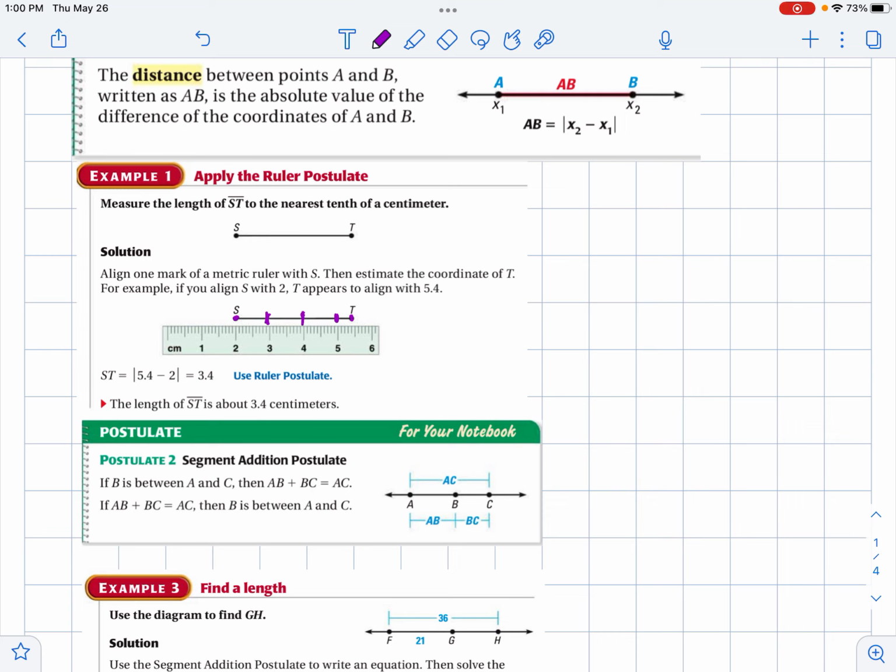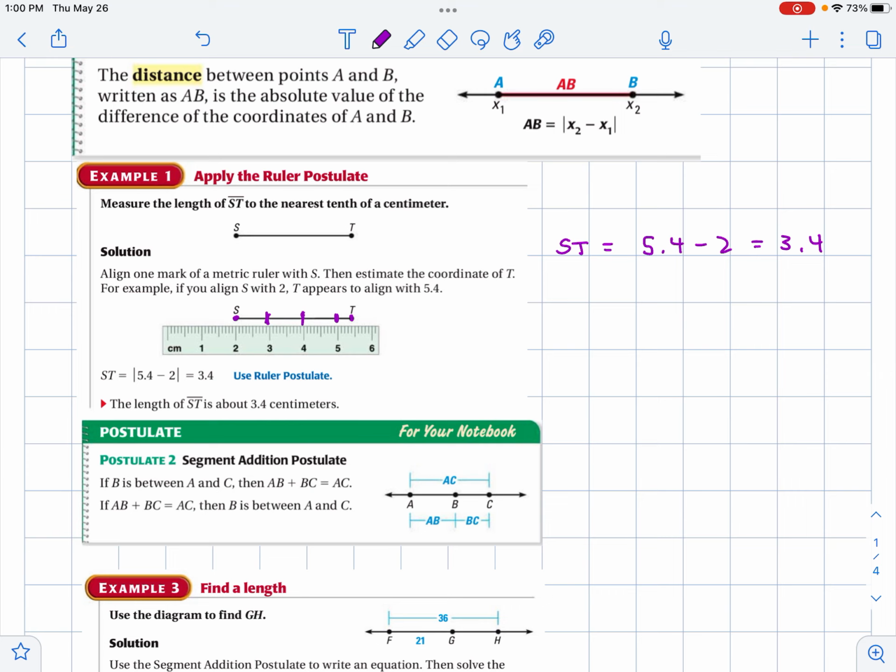So, for example, if I want to talk about what is the length of this line, ST? How long is it? I want to know how long that is. I'll just denote it this way. This, not the line, but the segment. Well, it's going to be the difference. 5.4, looks like, about 5.4, minus 2, and that would be 3.4. Yeah, 3.4 centimeters in this case. That's all you do to measure the distance.